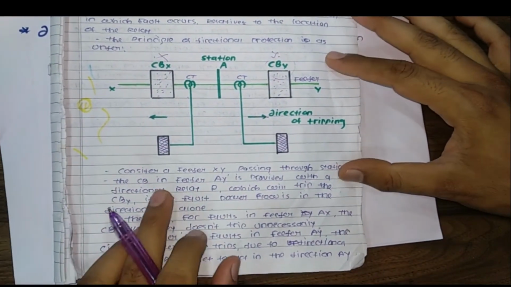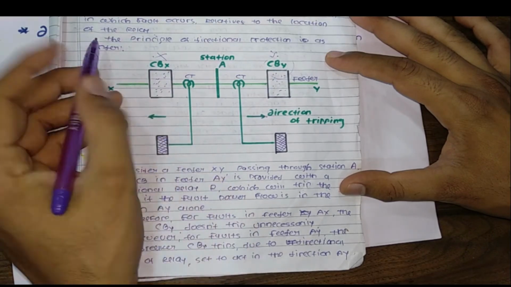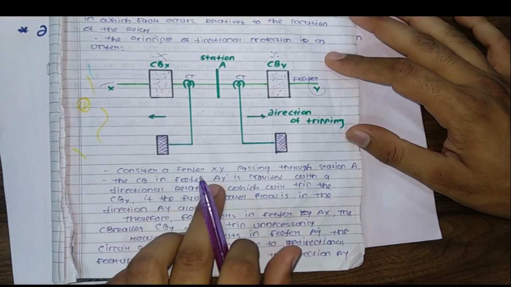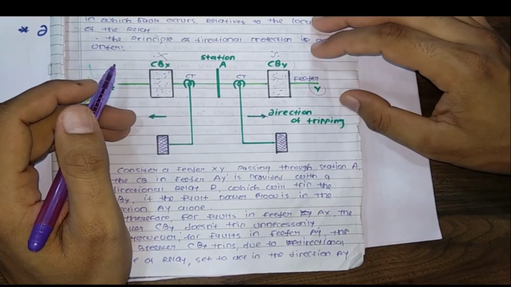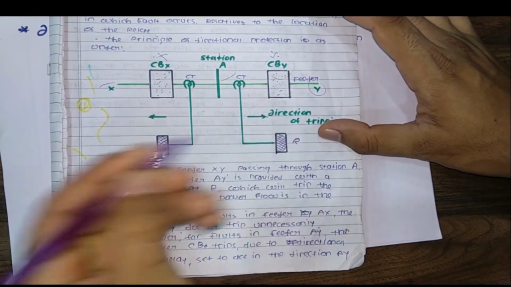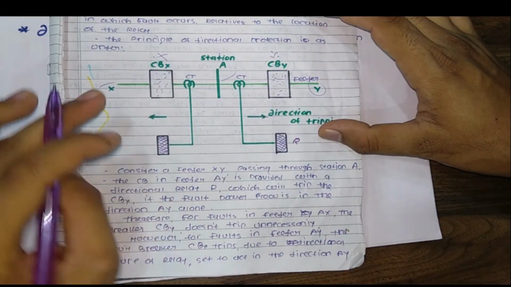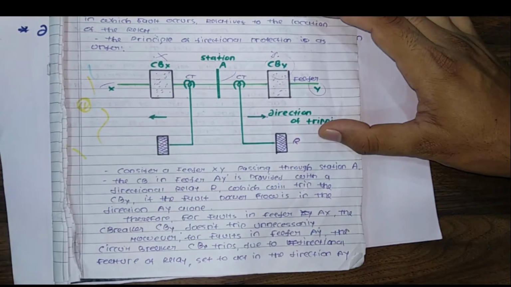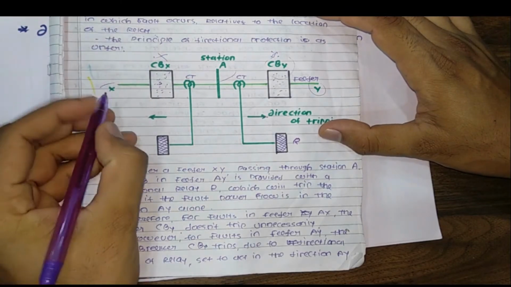Consider a feeder XY passing through a station A. The circuit breaker in feeder AY dash, as you can see here, is provided with a directional relay R, which will trip the circuit breaker Y. If the fault power flow is in the direction of AY alone, then it will operate, and this circuit breaker will initiate the operation.